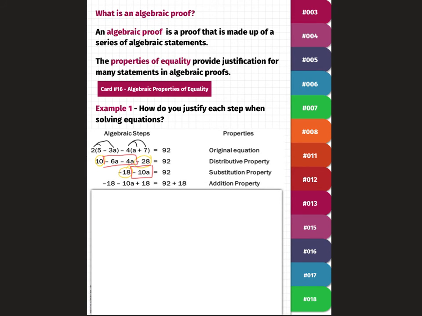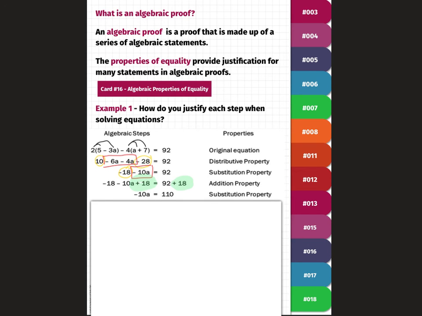So next I have negative 18 minus 10a plus 18 is equal to 92 plus 18. And so this is going to be the addition property. How is this the addition property? Because I have added 18 on both sides. So that makes this the addition property.